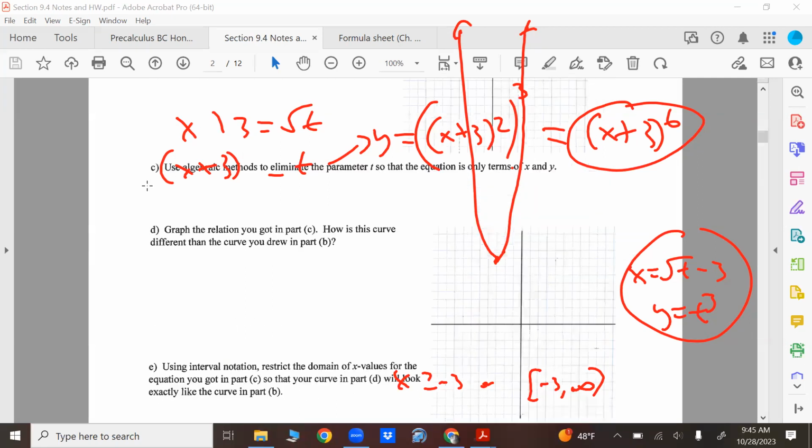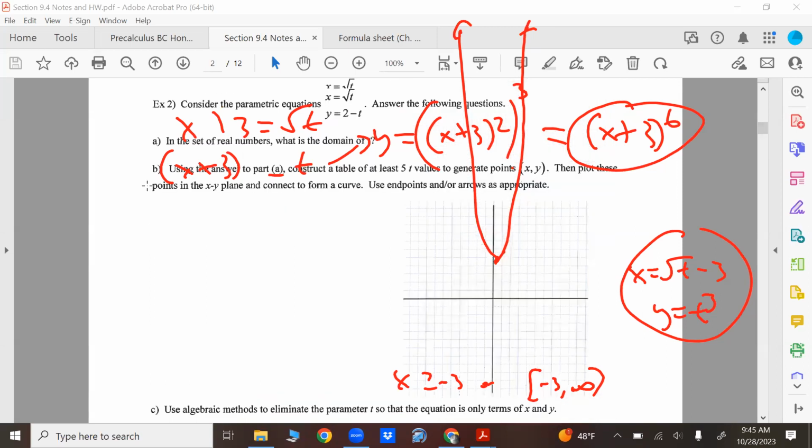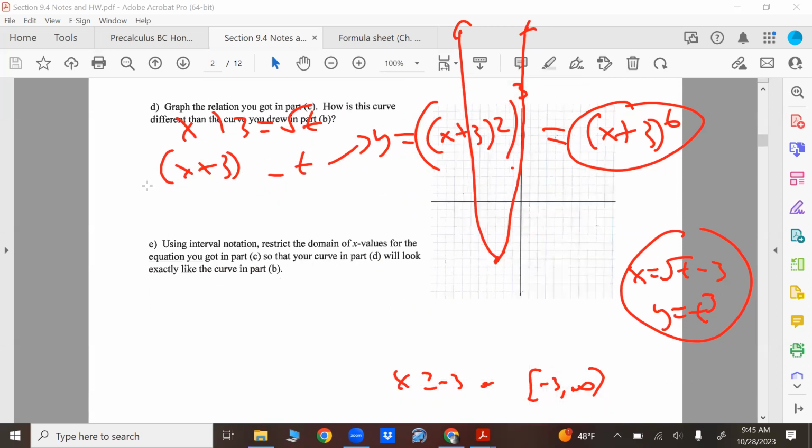And I think I might have messed up the domain for over here. I think I probably meant to say 0 to infinity. If I made that mistake, my apologies.